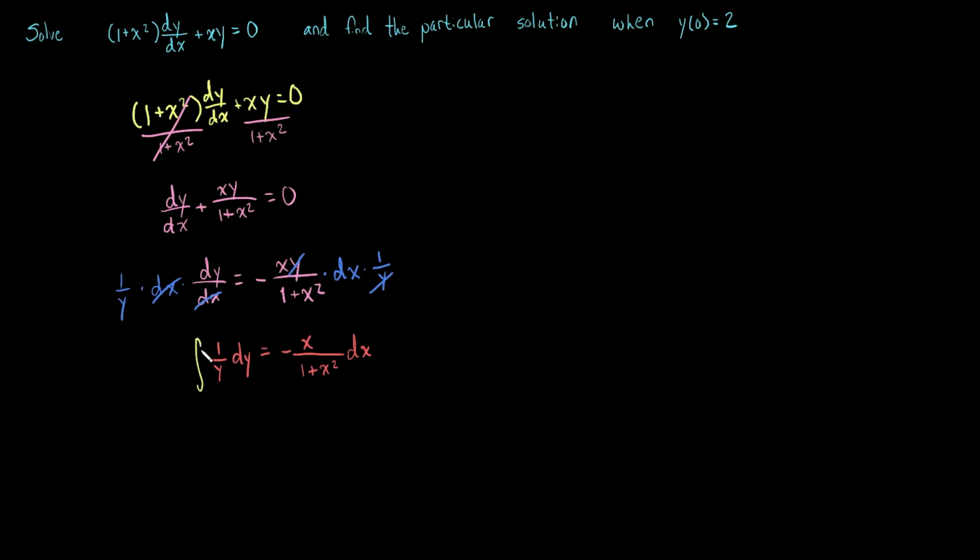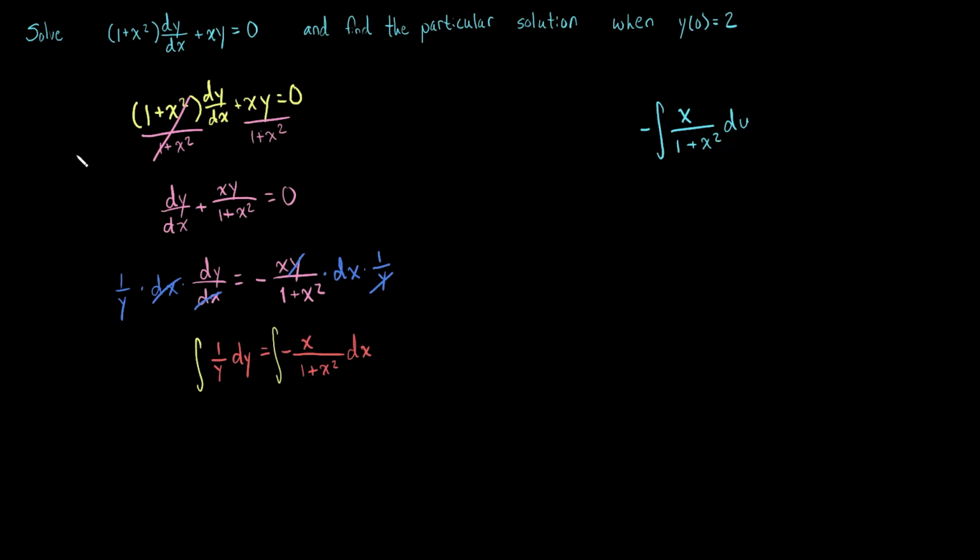Now we want to integrate both sides. If I integrate the left-hand side, it's very trivial, this is our natural log. But if I integrate the right-hand side, I want to do u substitution. So we have negative integral of x over 1 plus x squared dx.